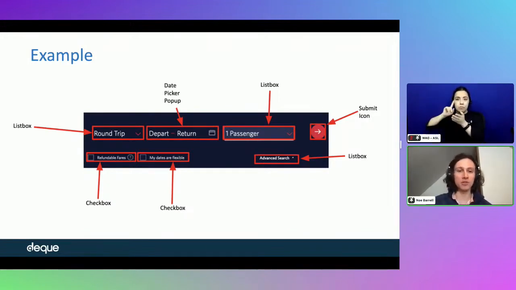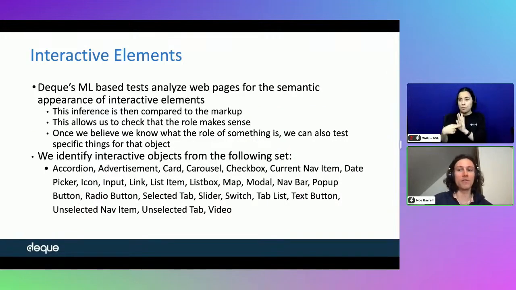And so our machine learning would look at this web page and output a bounding box around every single prediction, every single element on this page and what it thinks its role is. And then we will take that prediction from the machine learning and compare that to what's in the markup. And this allows us to test things further, and it also allows us to make sure that they were programmed with the correct role.